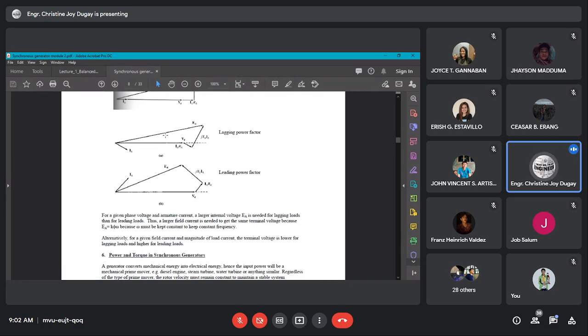Terminal voltage. EA. So our terminal voltage is lower for lagging loads and higher for leading loads.